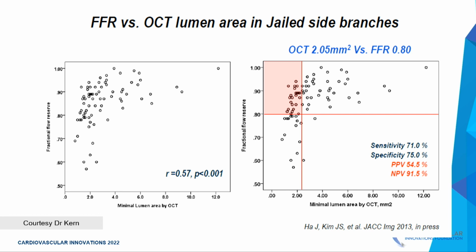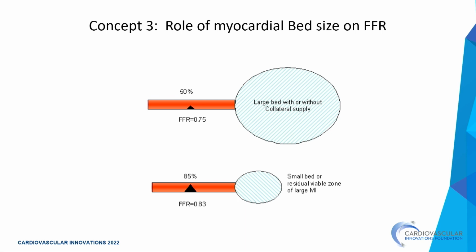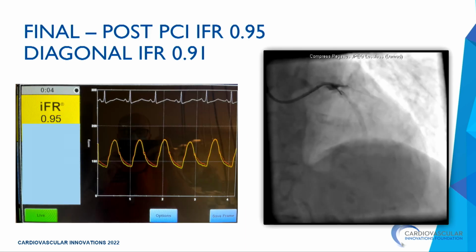but OCT is considered more accurate. We are going into the vessel and measuring the lumen, but again, the crossability is a challenge. The concept you also have to keep in mind is the role of myocardial bed size in FFR. If you have a 50% lesion but it supplies a large territory of the myocardium, like in this case, FFR will be significant, compared to an 85% lesion that's supplying a small territory in the heart. That's going to be normal.